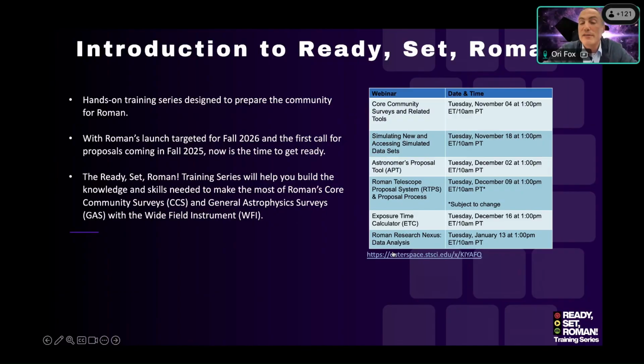Right now, we have 6 planned webinars. Today is the kickoff. We're going to be talking about simulations in 2 weeks, then the astronomer's proposal tool, then the Roman telescope proposal system and the proposal process, then the exposure time calculator, and finally the Roman research nexus.